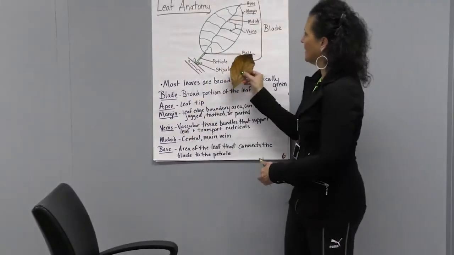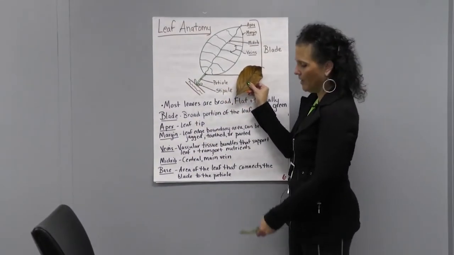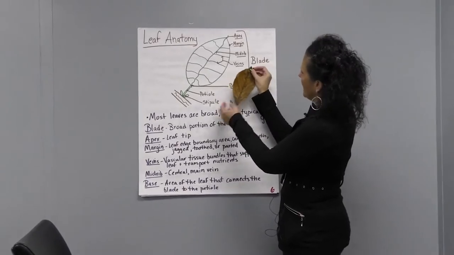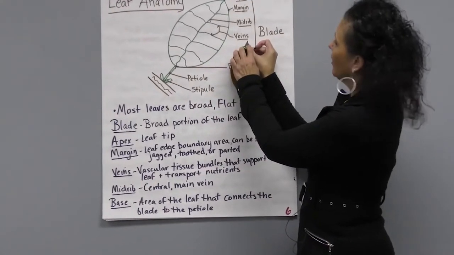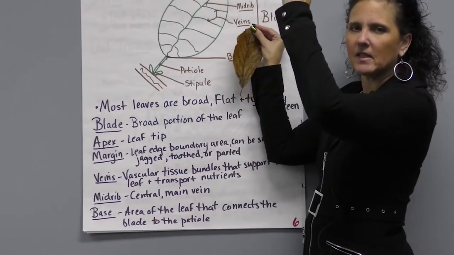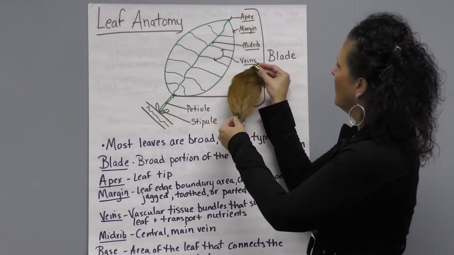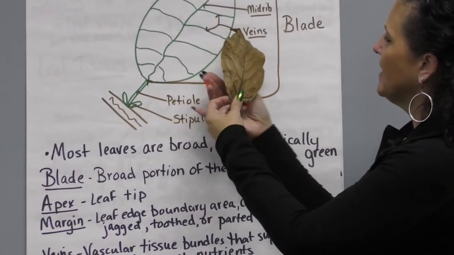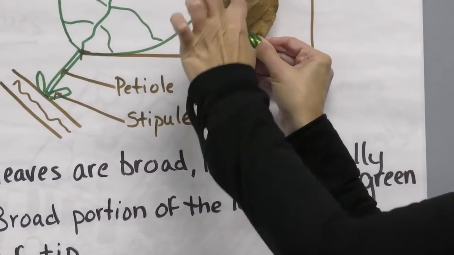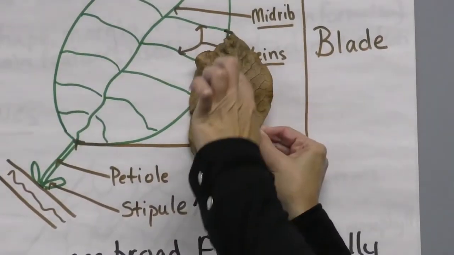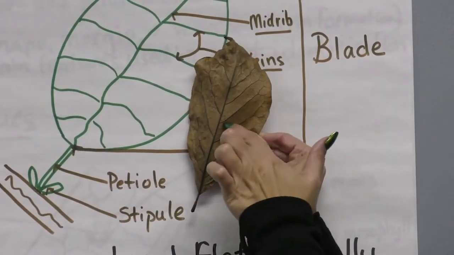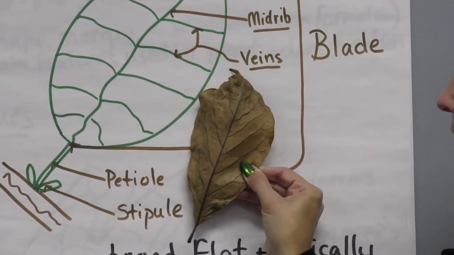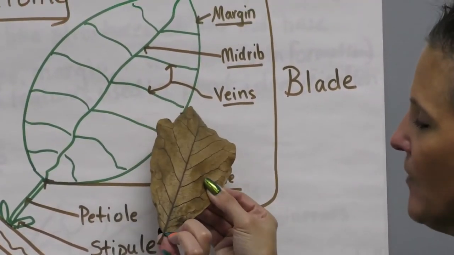We will look at this leaf because it looks sort of like that one in our leaf anatomy. Here we have the apex. See how this comes to a tip up here? That's the apex. Apex always means the tip, like the apex of a mountain. Along the side here is the margin. If I flip it over, it's easier to see the midrib. This one line that goes straight down the center is the midrib. And then these that radiate off of there are called veins, just like in your body. Those are veins. Down here is the base of our leaf.